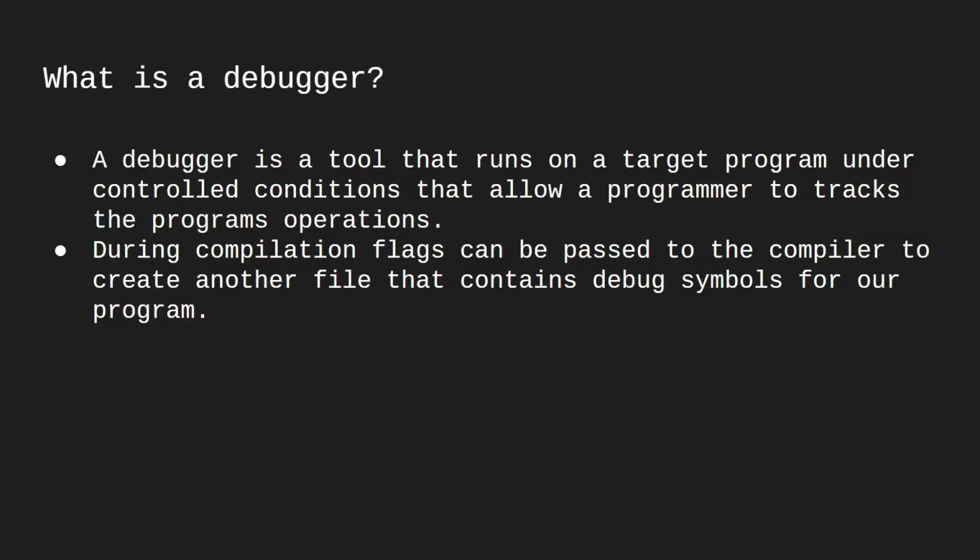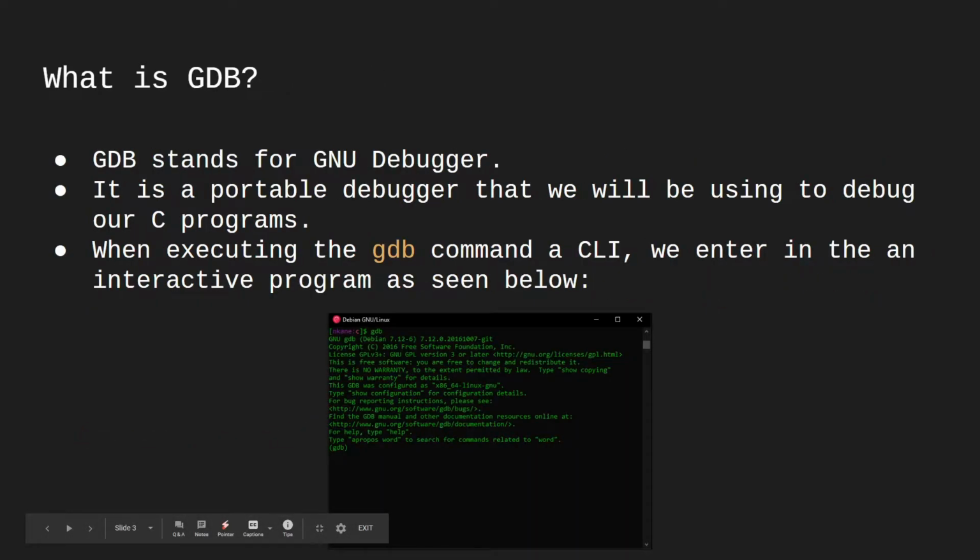In order to allow a debugger to attach to a process, you have to compile your program with particular symbols, often referred to as debug symbols. Now, the debugger that we're going to be using during this course is called GDB. GDB stands for GNU Debugger. It's a portable debugger, which we'll be using to attach our C programs to.